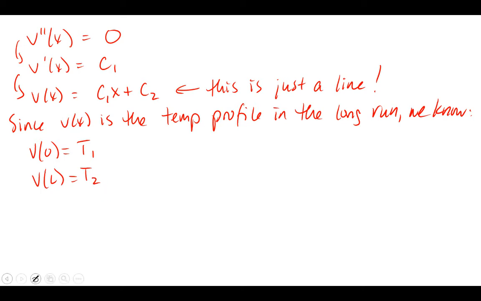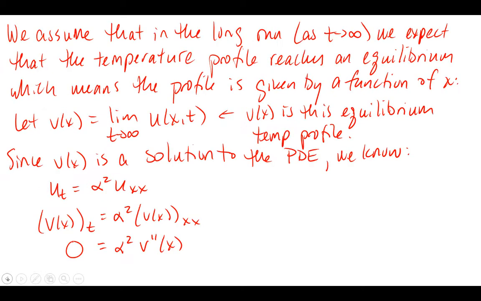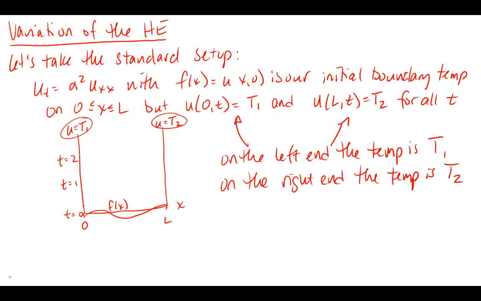Let's just make sure we all agree with that. V is the temperature profile. By temperature profile, I just mean the graph of the temperature across the bar. In the long run, well, remember, this is our setup for today: on the left end, the temperature of the room, or of the end of the bar, is always T1, and for the right end, it's always T2.